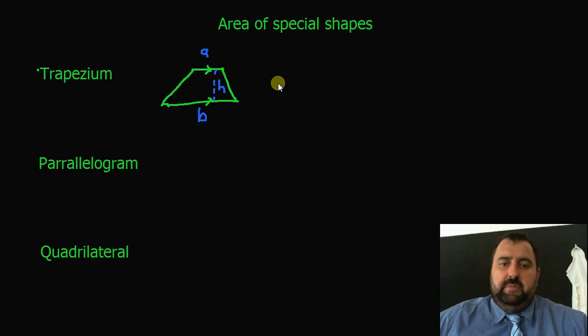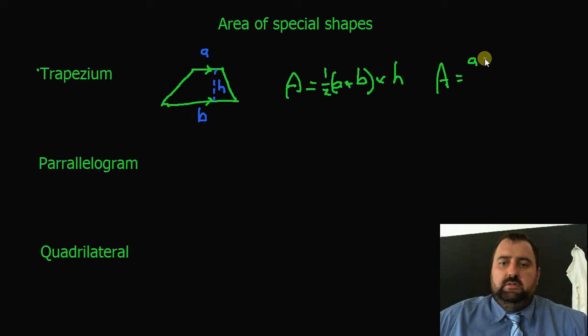For the area of a trapezium, the area is 1/2 of top plus bottom times height. We sometimes write this as area equals top plus bottom over 2 times the height. Either way is acceptable.